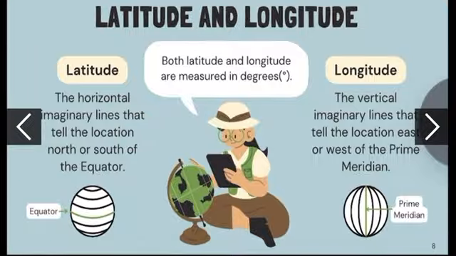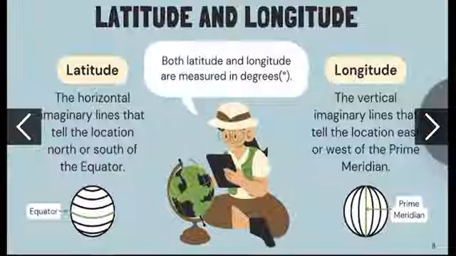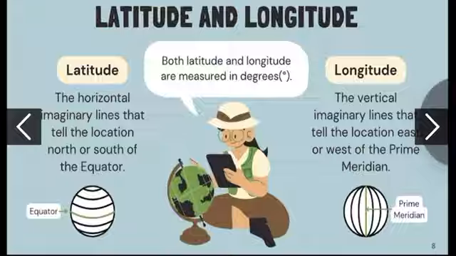What is latitude? Latitude is the horizontal imaginary lines that tell the location north or south of the equator, whereas longitude is the vertical imaginary lines that tell the location east or west of the prime meridian. These are not the same. You should be able to outline the different types. The one is the equator. The other one is the prime meridian.